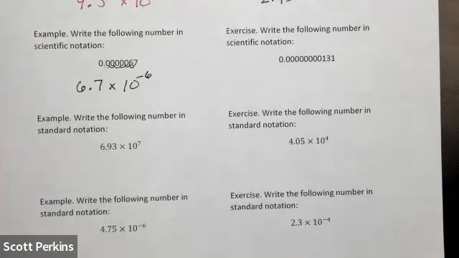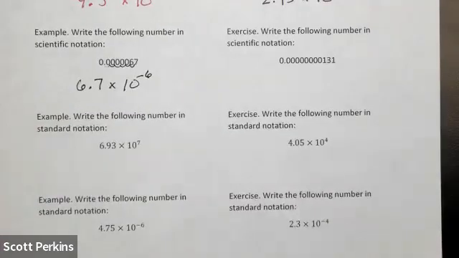Now, in the last section, I said math people like it when you make the exponents positive, but with scientific notation, that's really the only time that it is usual to keep the negative exponent. So leave it just like that. 6.7 times 10 to the -6. Go ahead and do the exercise that's just to the right.